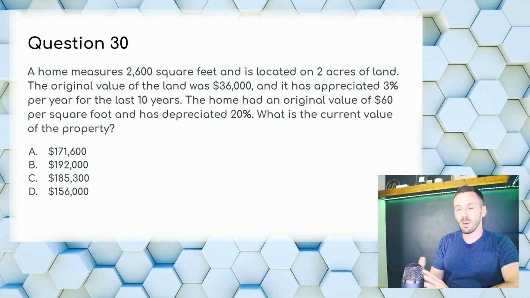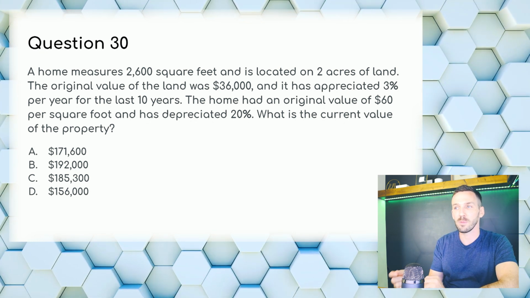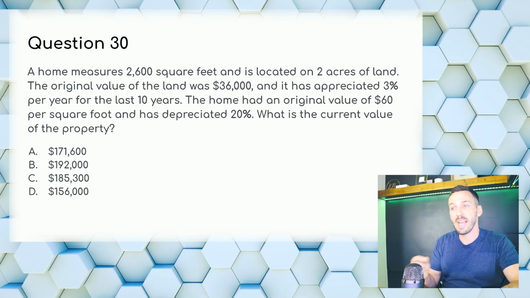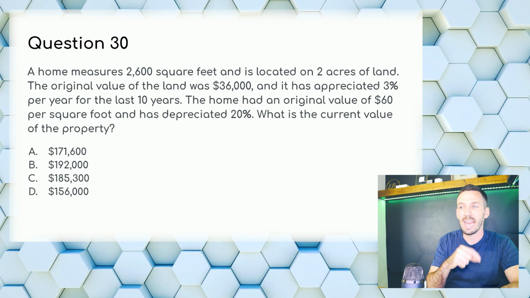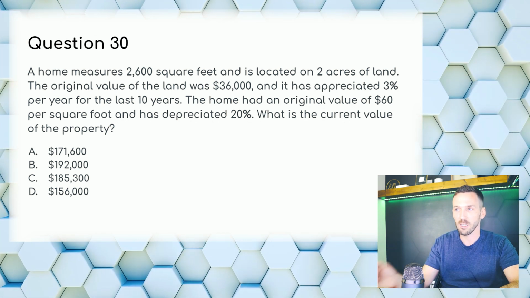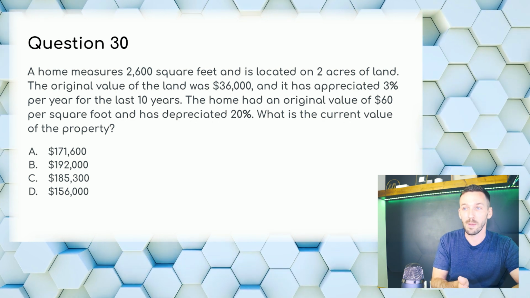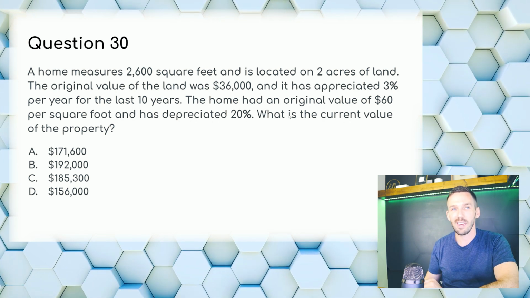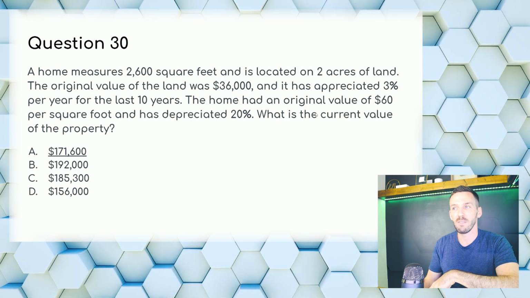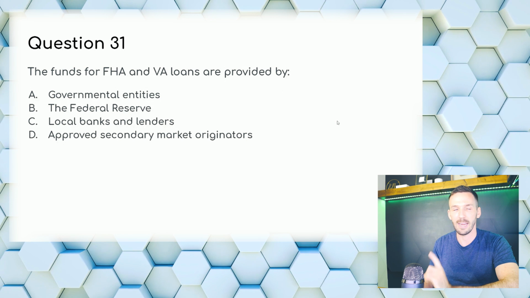So land is now worth $46,800 because it has appreciated 3% every year for 10 years. The home is now worth $124,800 because it was $156,000 but depreciated 20%. So we are now looking at a $171,600 valuation of the property. Answer is A.